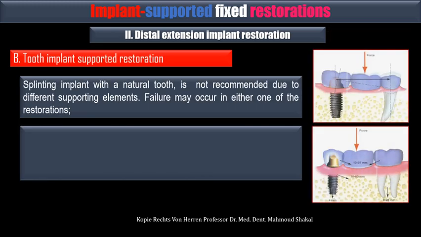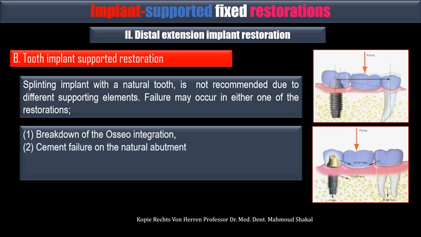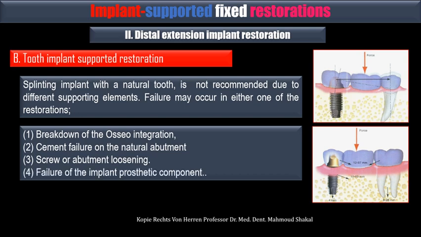Splinting an implant with a natural tooth is not recommended due to different supporting elements. Failure may occur in either one of the restorations: either breakdown of osseointegration around the implant, cement failure on the natural abutment, screw or abutment loosening, or failure of the implant prosthetic component.